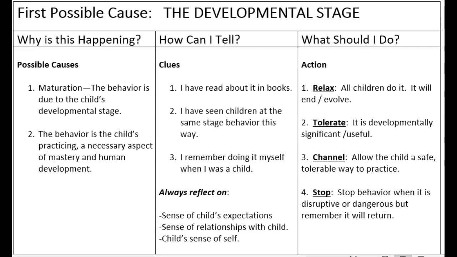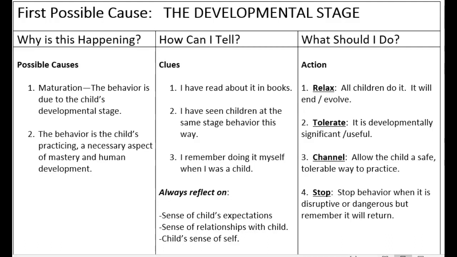The first is the developmental stage. So why is this happening? Well, a 2-year-old who throws temper tantrums, a 1-year-old who is throwing everything off of a shelf, children who like to fill and dump containers. Why are these things happening? Well, sometimes it's a developmental stage. And possible causes, well, it's maturation. The behavior is part of a child's developmental stage, and the child is practicing a necessary aspect of mastery and human development.